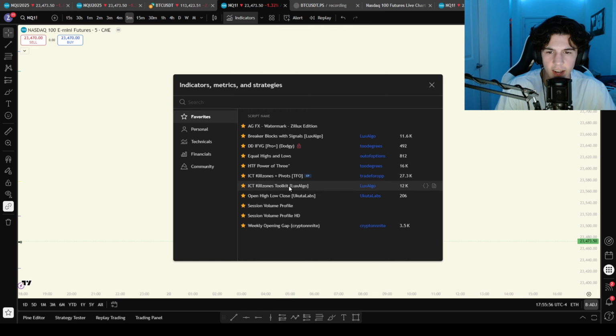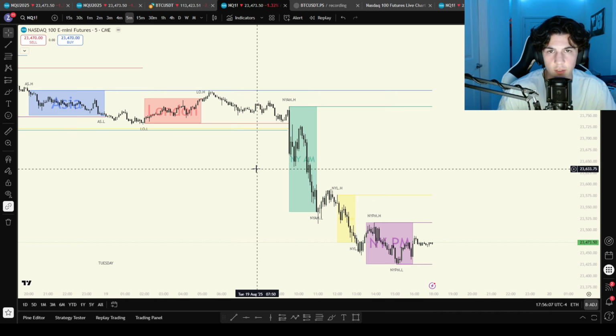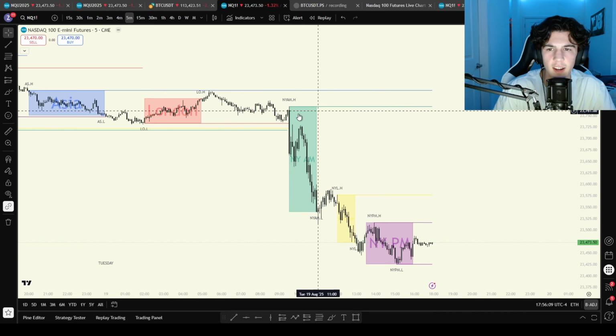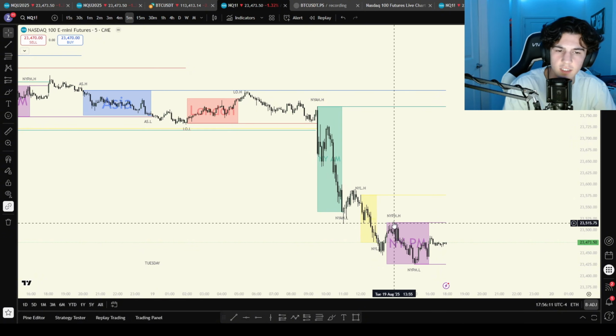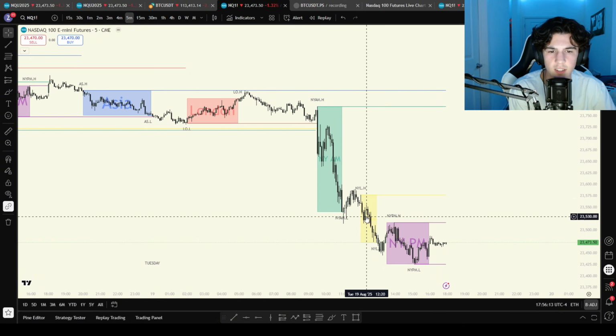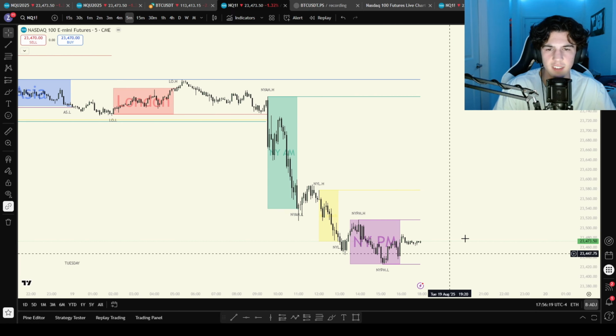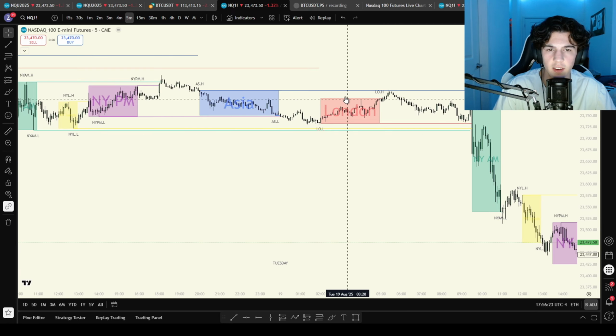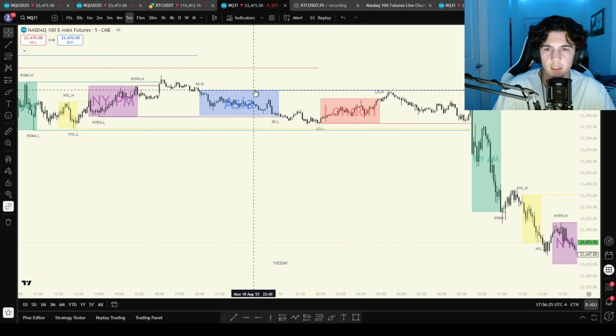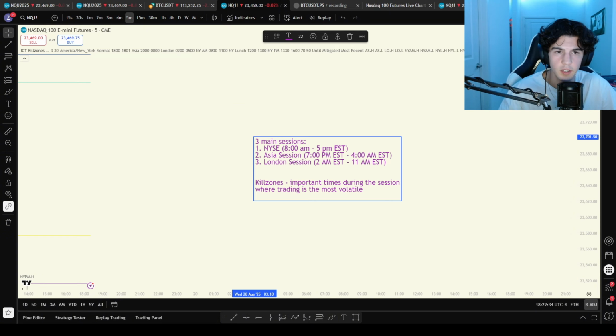And an indicator I actually recommend for this is the ICT Killzones plus pivots indicator. What this will do is mark out all the highs and the lows for the sessions. So here, this is AM session, the New York lunch, and then PM. But if you combine all three, that's the entire New York session. And then it'll mark out the kill zones for London and the kill zones for Asia. These are only a couple hours long and they're within the trading session, but they're the times where trades will be the most volatile and when the most people are trading.